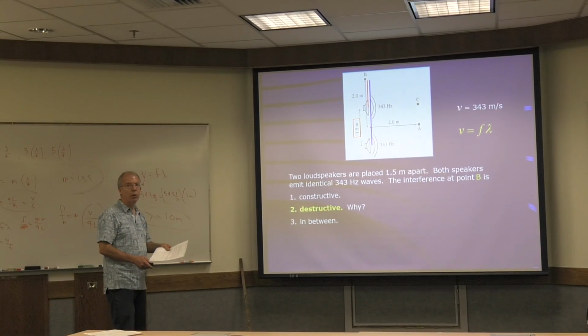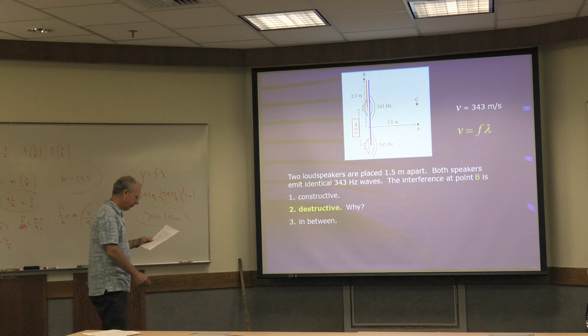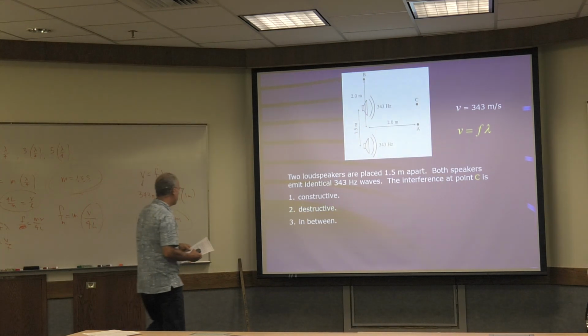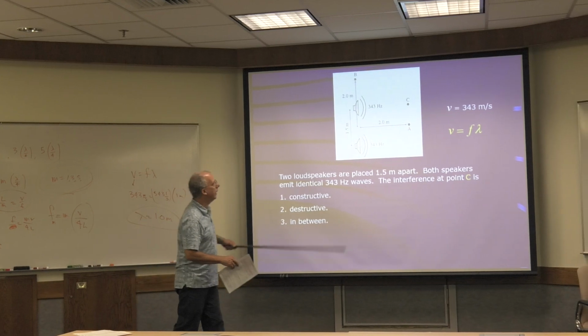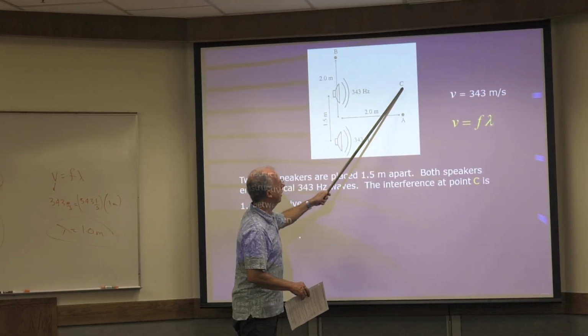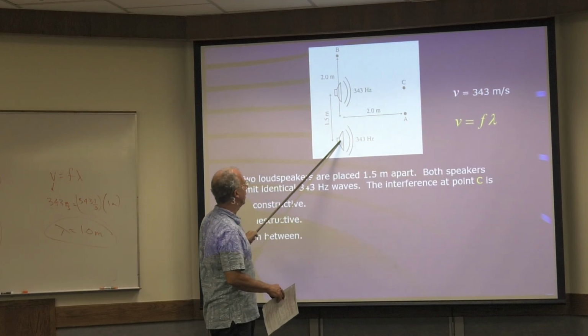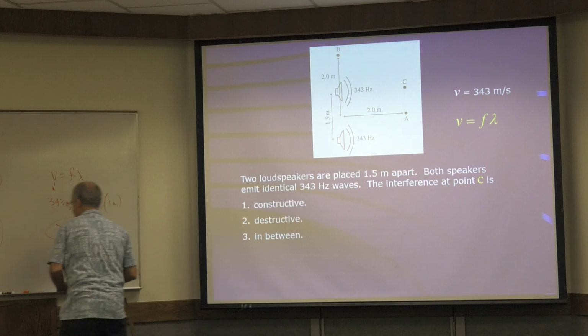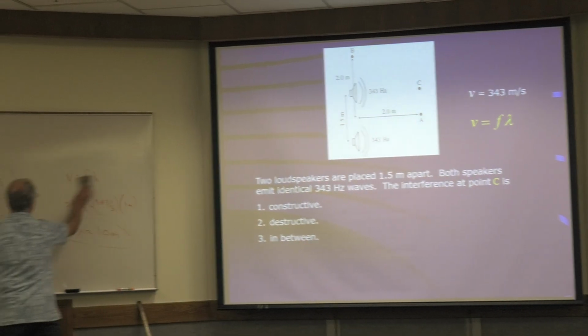We'll do one more, I think. Now we want to do point C. See if you remember your trig. So this guy, that's his path length. This one, that's the path length. So let me draw that.